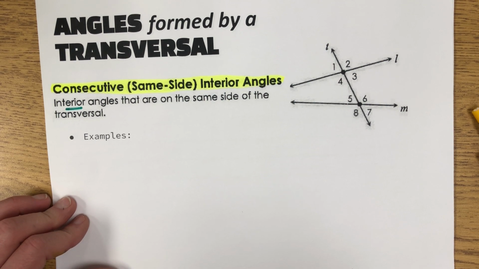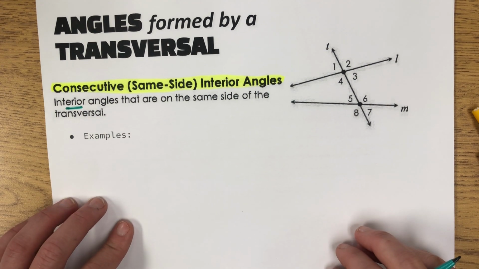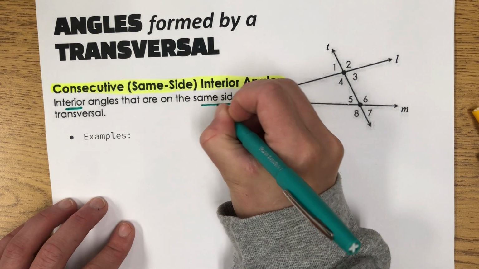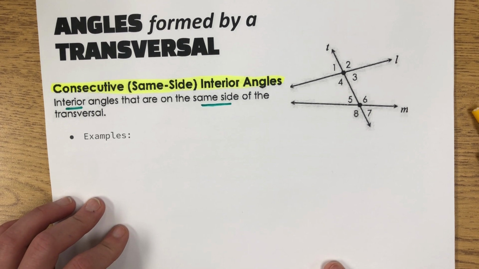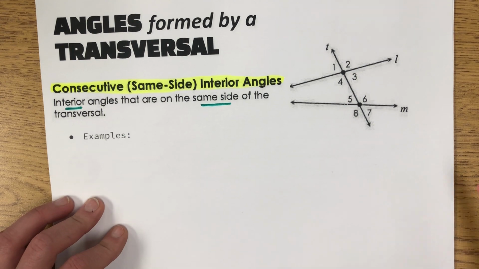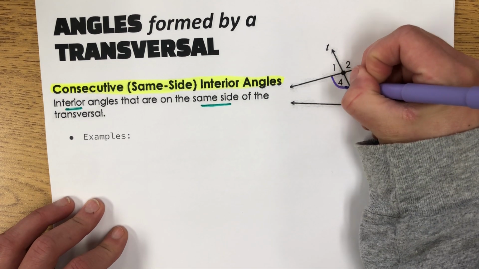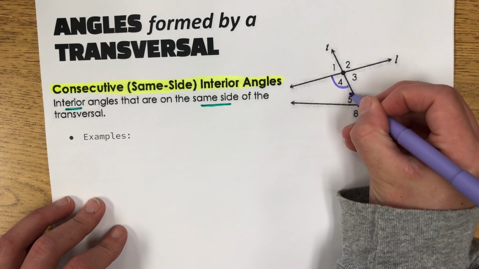Mr. Kyle, thank you. Interior angles that are on the same side of the transversal. So same side and on the inside. Okay, so let's go ahead and look at that. Let's start with number 4 because it has to be on the inside. So let's identify angle 4 here. And they are going to be same side. So it would be 4 and 5.